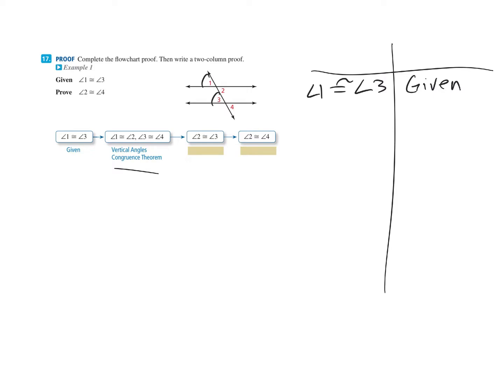And then we see vertical angles. 1 and 2 are congruent because of the vertical angles, and 3 and 4 are congruent because of vertical angles. So we can write that. Angle 1 is congruent to angle 2, and angle 3 is congruent to angle 4. Those are all vertical angles. Okay? So look at what we have here.